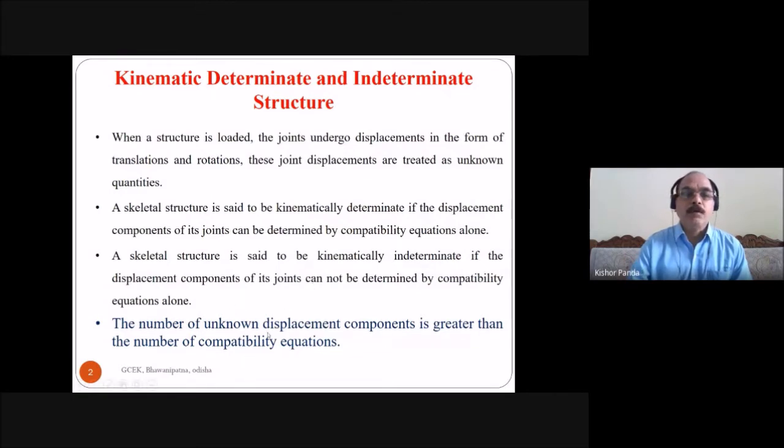The number of unknown displacement components is greater than the number of compatibility equations. In the case of a kinematically indeterminate structure, the number of unknown displacement components is greater than the number of compatibility equations. So when the unknown joint displacement components are greater than the number of compatibility equations, that structure is called the kinematically indeterminate structure. In that case you can find out the degree of kinematic indeterminacy.